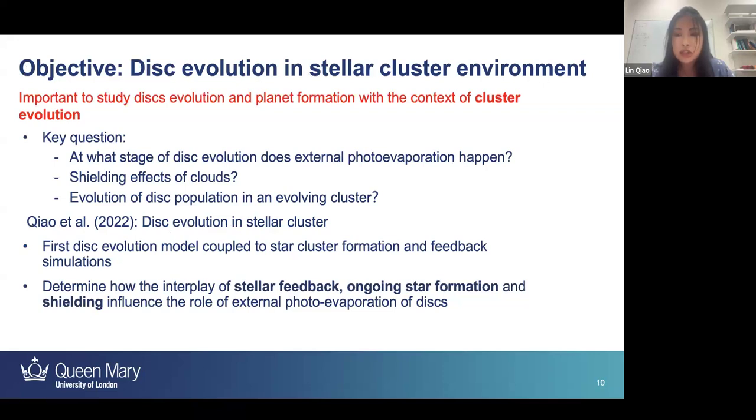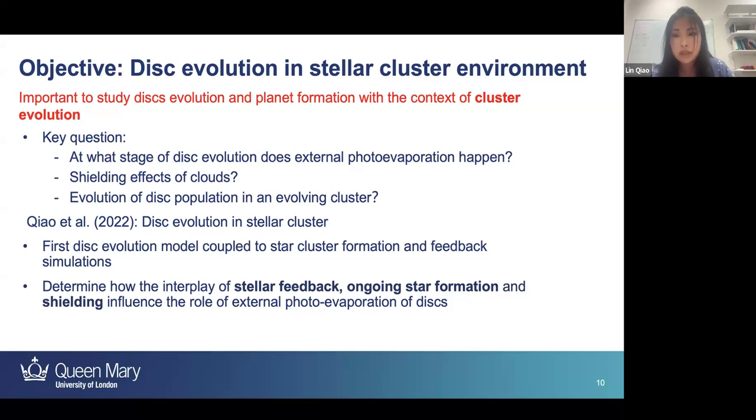So the key questions my research aimed to address are: at what stage of disk evolution does external photoevaporation happen? What are the shielding effects of the clouds? And how does the disk population in these clusters evolve as the cluster itself evolves?